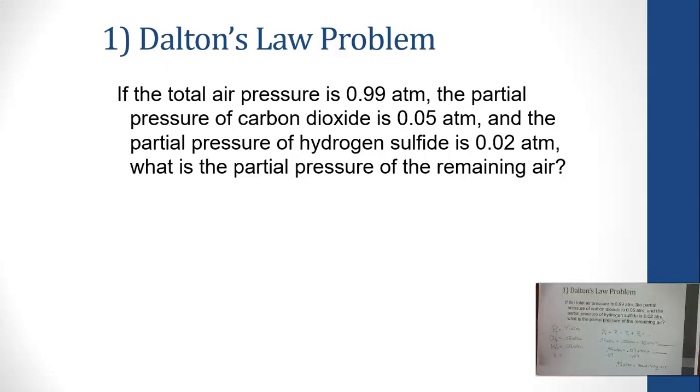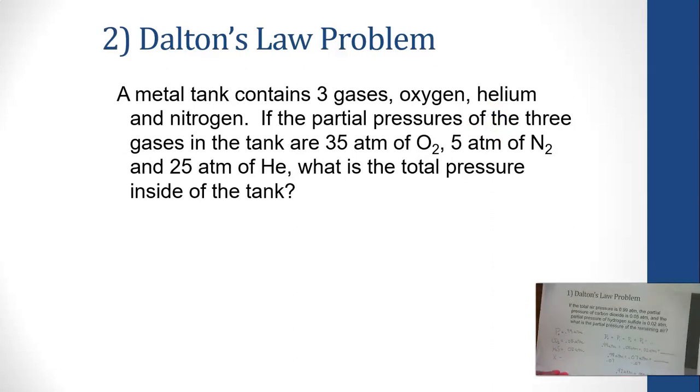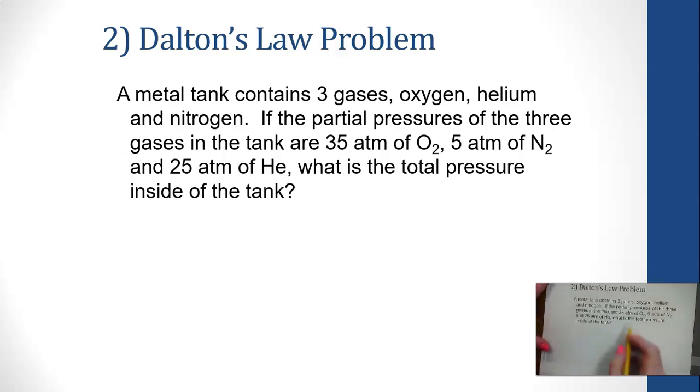Okay, partial pressures add up to total pressure. A metal tank contains 3 gases, oxygen, helium, nitrogen. If the partial pressure of the 3 gases in the tank are 35 atmospheres of oxygen, 5 atmospheres of nitrogen, 25 atmospheres of helium, what's the total pressure? Okay, so I'm looking for total pressure. This time I'm looking for PT.